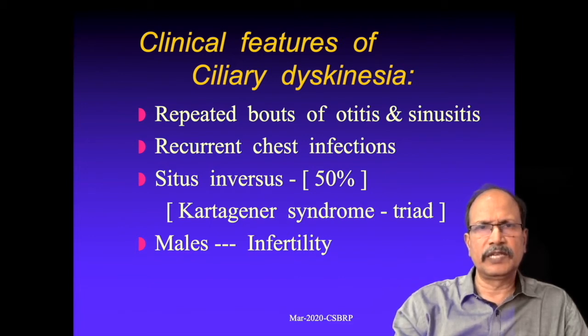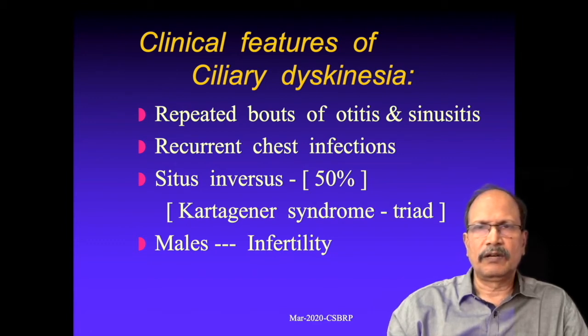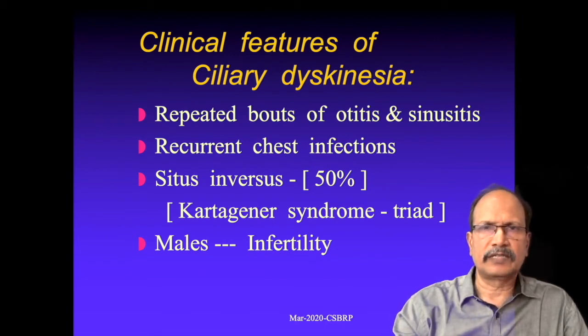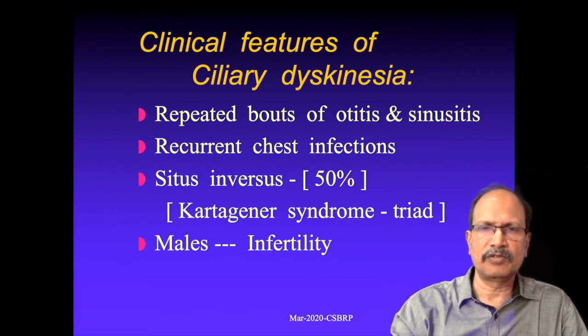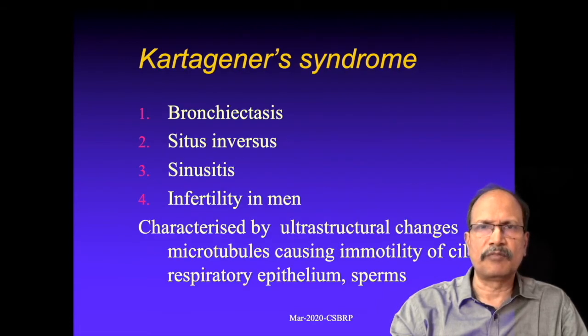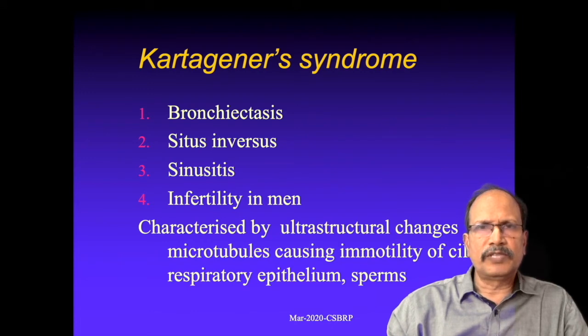Clinical features of ciliary dyskinesia: these patients will come with recurrent attacks of infections, especially involving the sinuses and ear and also the respiratory tract. So the patient may present with otitis and sinusitis and recurrent pneumonias. They usually have malrotated structures, they may be suffering from situs inversus. If they are males, they may also have infertility as a component. These are the components of Kartagener syndrome.